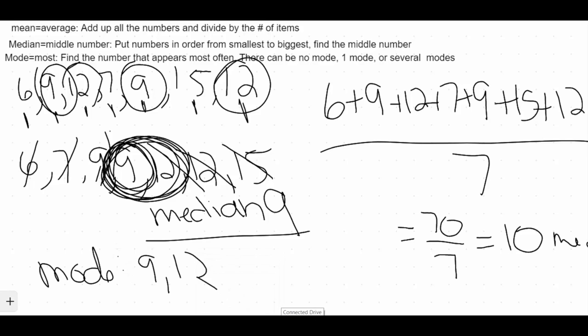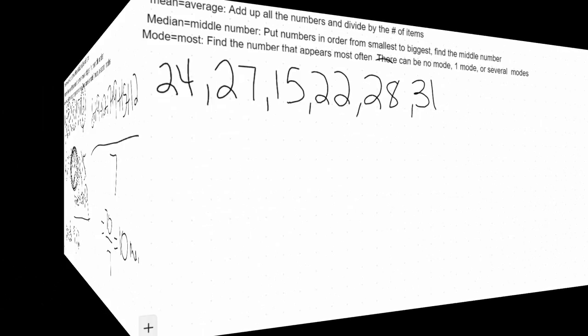There is a name for this. This is called bimodal. Not that it really matters so much. So when you have two numbers that are the mode, bi means two, so this would be bimodal. You have two modes, the 9 and the 12. So that's how you find the mean, median, and mode of a set of numbers. Let's do one more example.